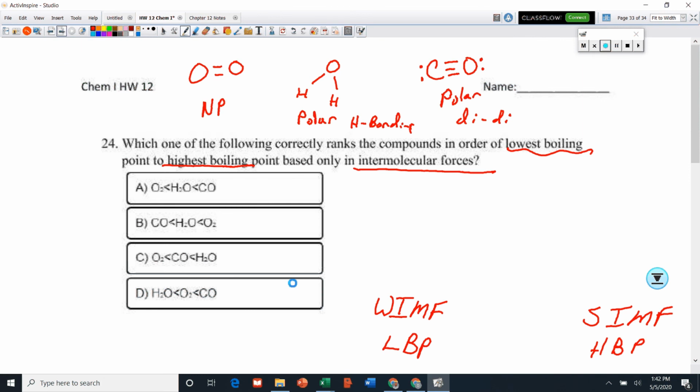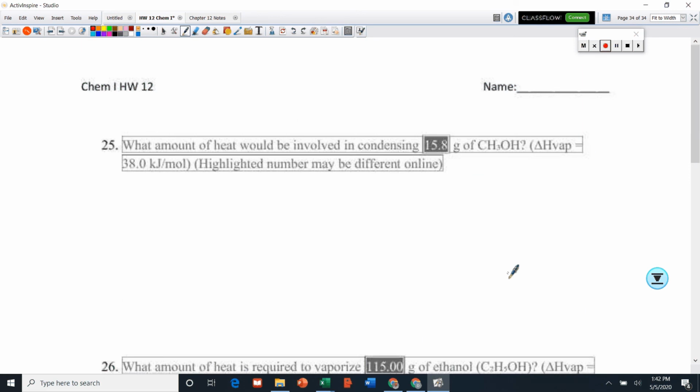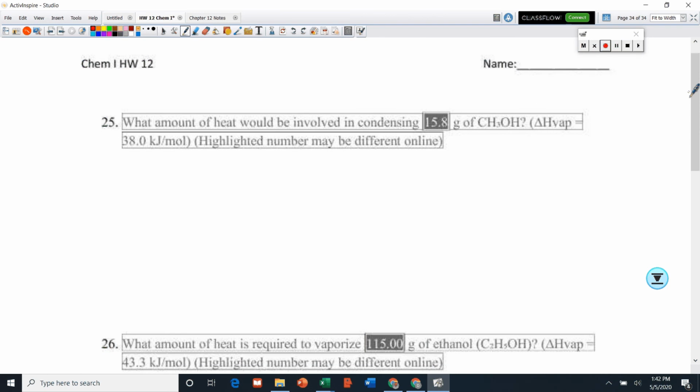All right, number 25 and number 26 have to do with some math setup. This is kind of a combination of stoichiometry and some other things. So we have heat of vaporization here, 38.0 kilojoules per mole. The highlighted number may be different online. So everybody in yours, you may have different numbers here and here. What I'm going to do is walk us through setup and things like that.